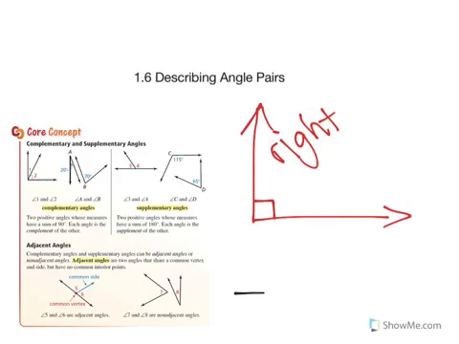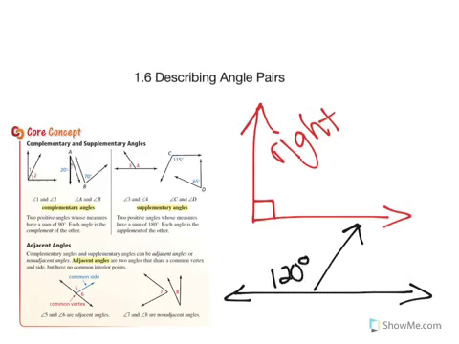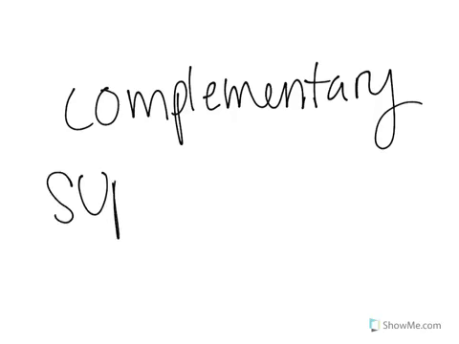Supplementary angles are two angles that, when you add them up, they equal 180 degrees. Okay, so if this was 120 and this was 60, they add up to 180, and so they are supplementary angles. A neat way that I like to tell the difference between them is when you actually look at the words.